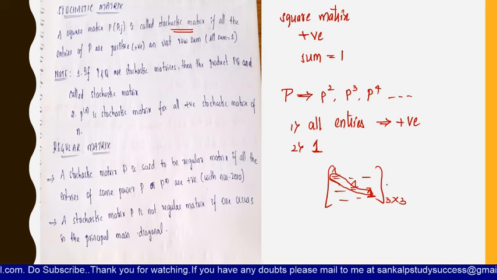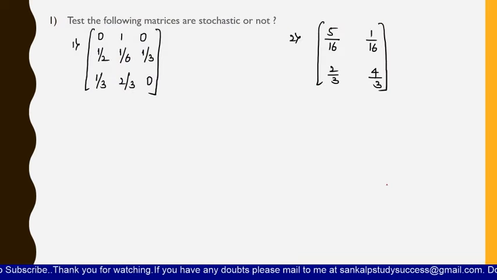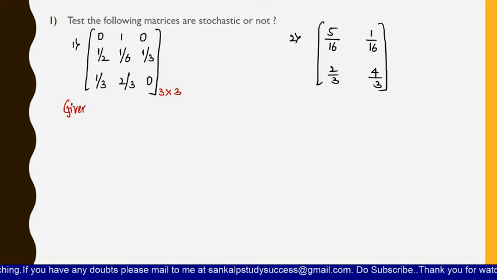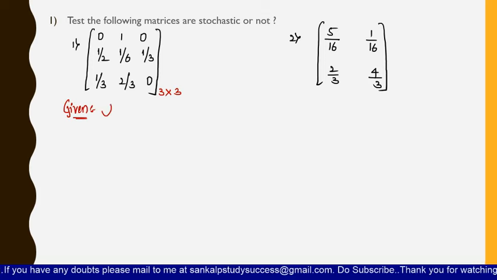Now let us see some of the problems related to stochastic matrix. Here, the first question is, test whether the following matrices are stochastic or not. That means here we are given a 3 by 3 matrix. First you need to write the given data, which is the 3 by 3 matrix.